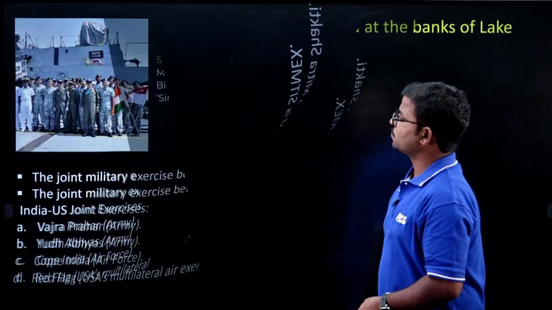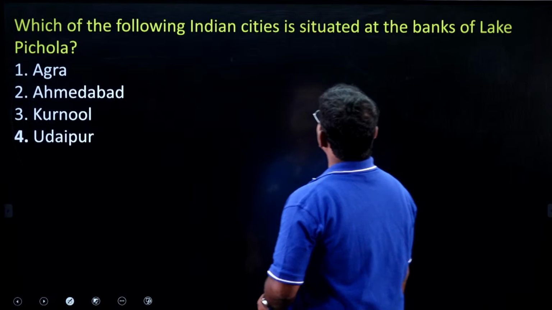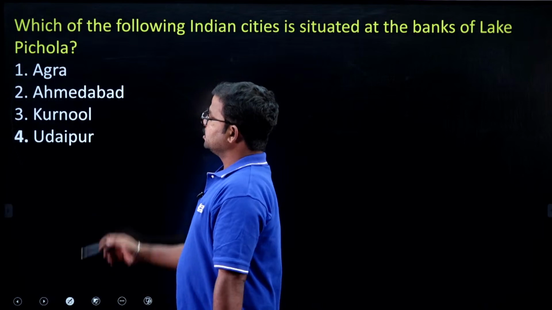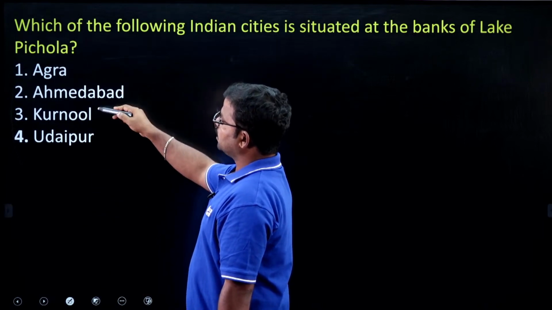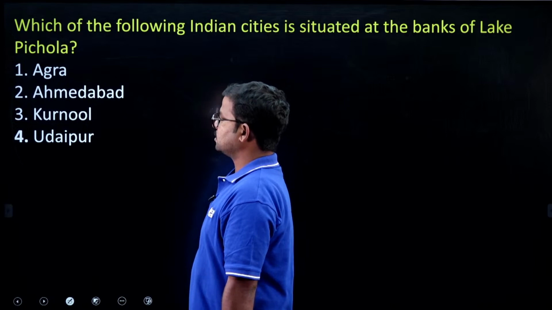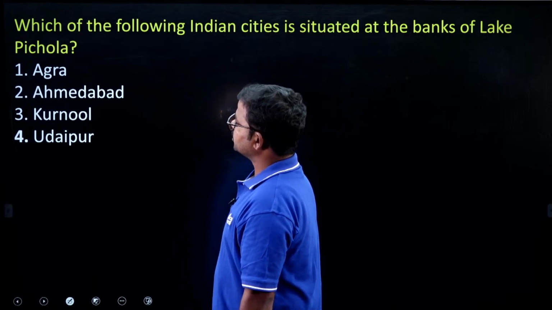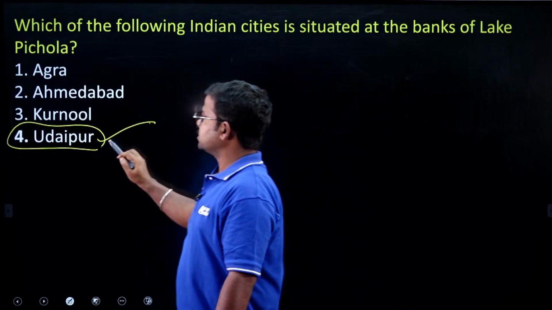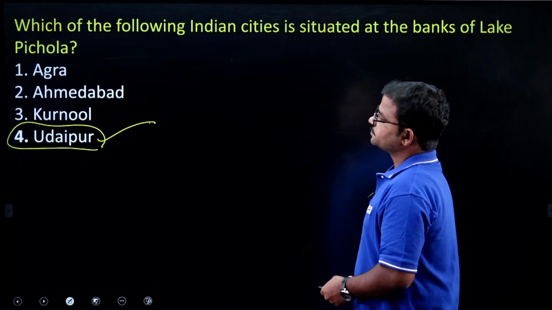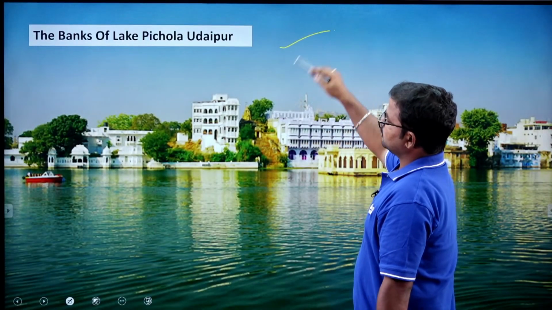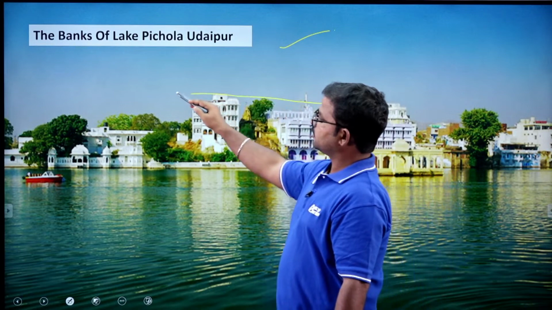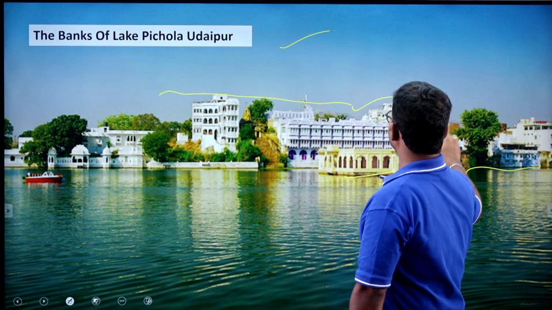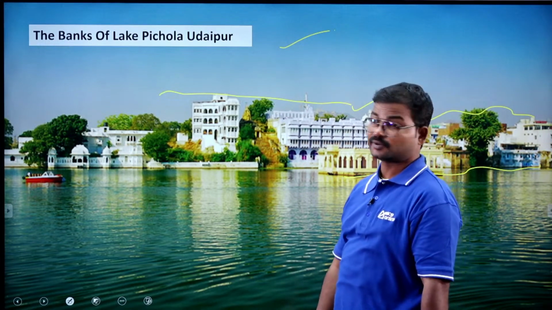Okay, right. Next one. Which of the following Indian cities is situated on the bank of Lake Pichola? They mentioned Agra, Ahmedabad, Kurnool, and Udaipur. So which is the correct option here? Udaipur. Option 4 is the right answer. The bank of Lake Pichola is in the region of Udaipur.